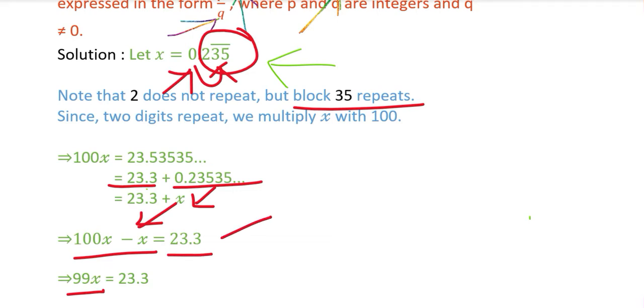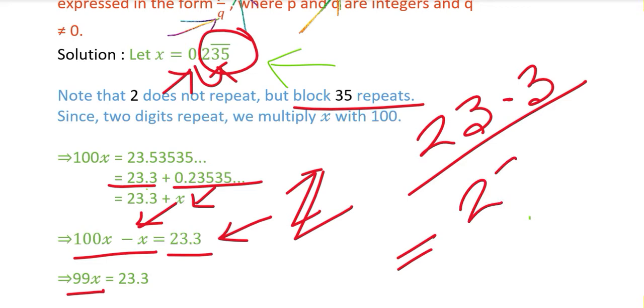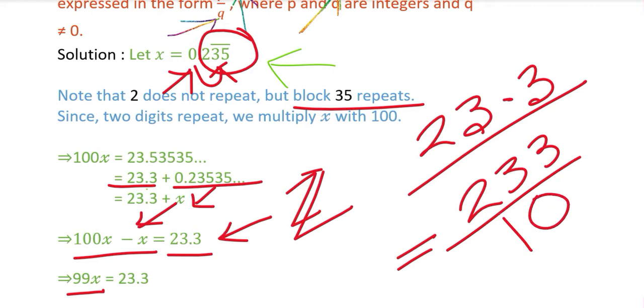But is 23.3 an integer? We write integer in the form of Z. Does 23.3 belong to the set of integers? No, it doesn't. So we need to make it an integer. How do we make it? We don't make it an integer, just we make it into the fraction form. We write this 23.3 as 233 divided by 10. How are we writing it? Because we need to shift the decimal to the right. So since we need to shift the decimal to the right, we divide it by 10.